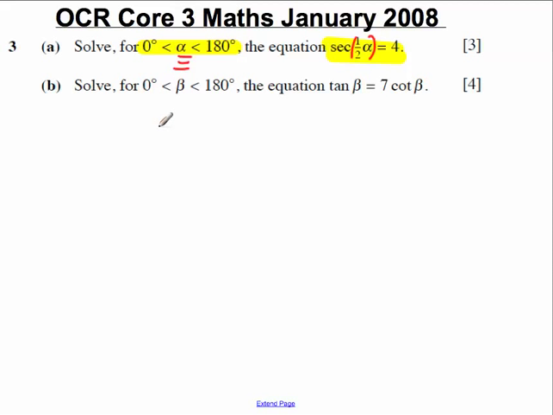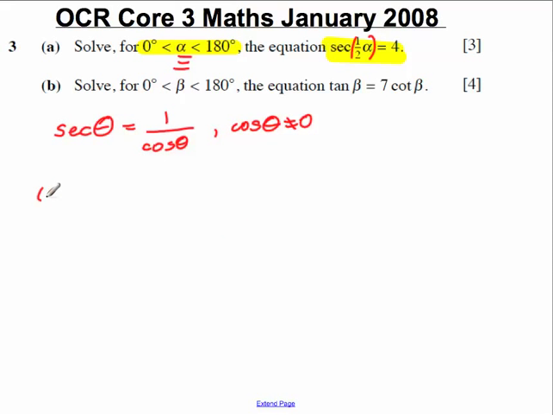Now, when trying to solve trigonometric equations, it's always best to have your trigonometric expressions in terms of either cos, sine, or tan, because you have cos, sine and tan on your calculator and their inverse functions, whereas you don't necessarily have sec. So hopefully you'll remember the definition of sec. For any angle theta, sec theta is defined to be 1 divided by cos theta, or 1 over cos theta, obviously where cos theta cannot equal 0.